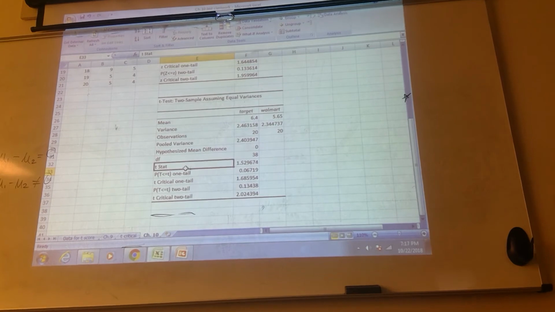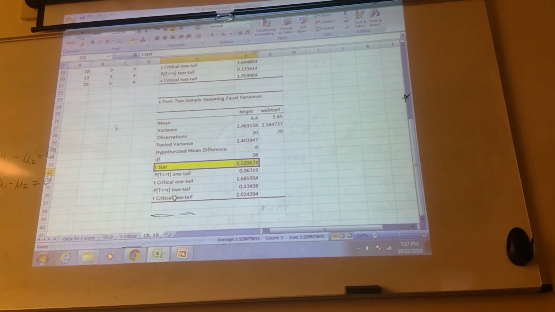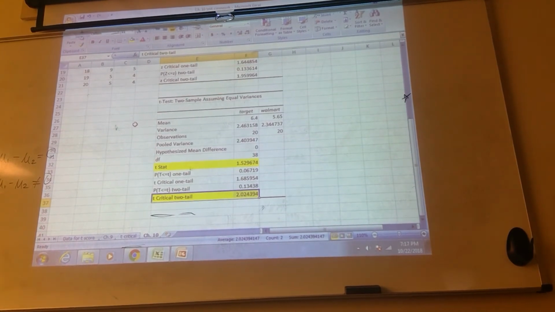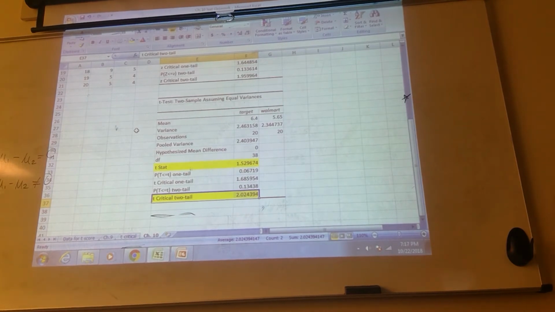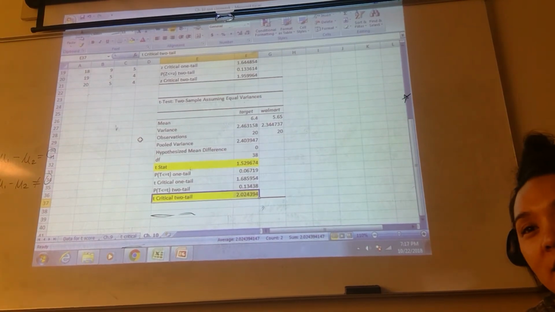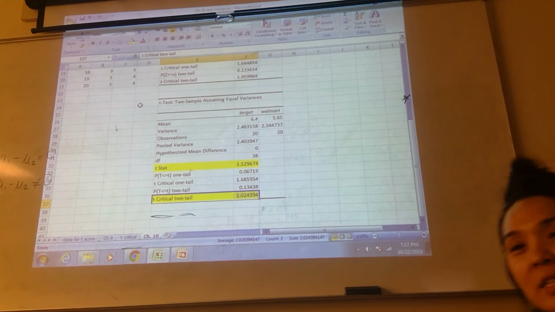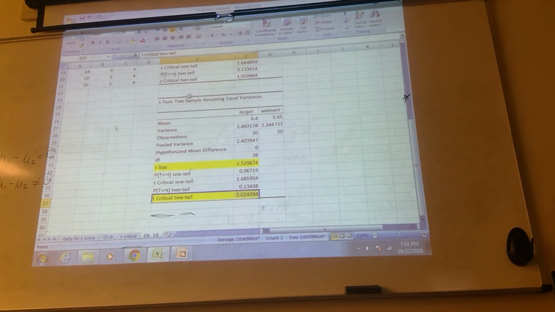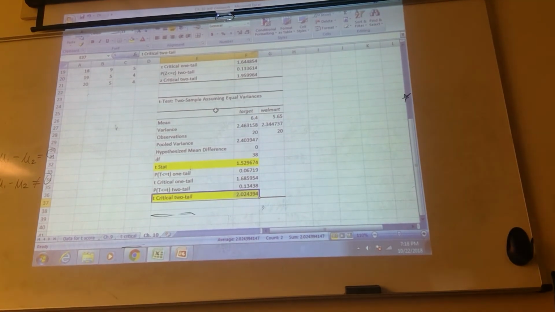I'm going to highlight these so you can see that. Your observations say 20 and mine just says 19. You did 2 sample means. You need to do the t-test assuming equal variances. I originally did that first one because I was looking for the z-test and thought that's what that was, but the z-test was on the bottom. So this needs to be t-test two-sample assuming equal variances.